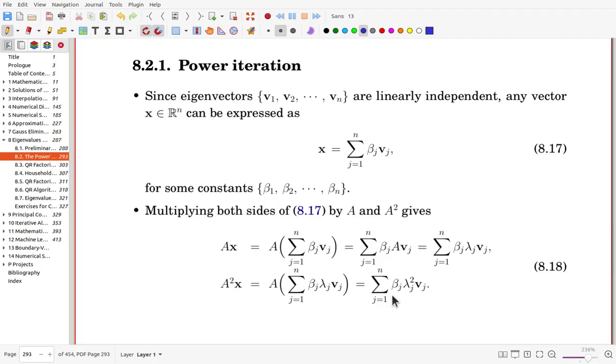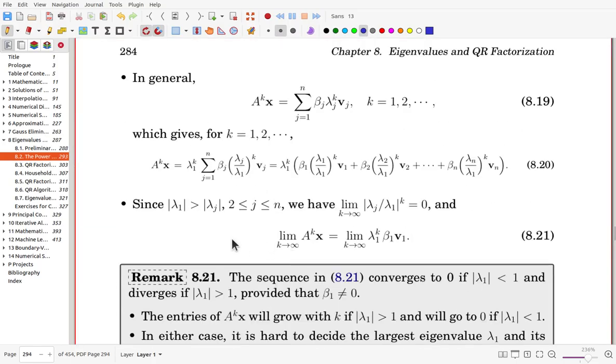As k increases, in general, we have here A to the k x is this linear combination with lambda j to the k. Now we can rewrite this in this way. Lambda 1 will be factored out. Then we have lambda 1 to the k on the outside as a factor.